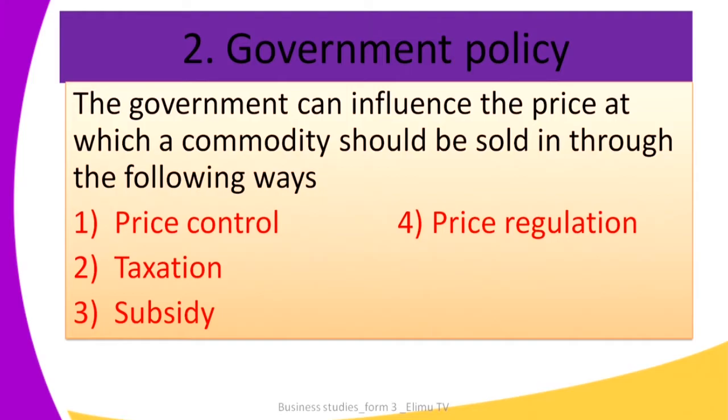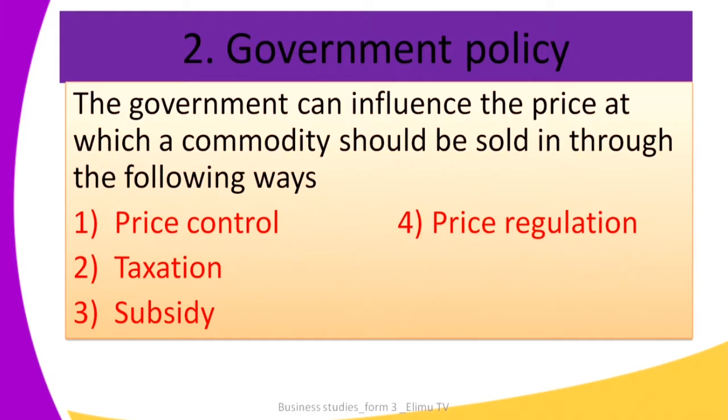The government can also alter the price of products or commodities using taxation. If the government increases the tax on a product, the price of that product goes up. And when it goes up, what are the repercussions? When the price of a product goes up, its demand goes down.